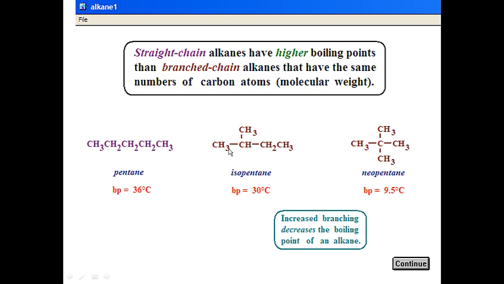And you'll notice that the boiling point of n-pentane is 36 degrees Celsius, it's 30 for isopentane, and it's 9.5 for neopentane. And so if you look, what's happening? We're going from a straight chain to a branch to an even more branched. So we draw the conclusion that increased branching decreases the boiling point of the alkane. And why is that? What is it about the branching that causes what we could conclude to be a decrease in intermolecular force between 2 branched molecules versus a straight-chained alkane?